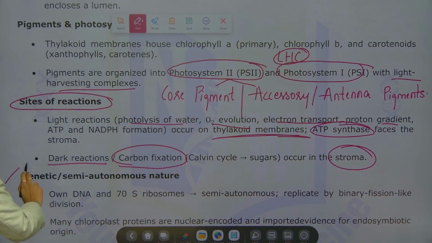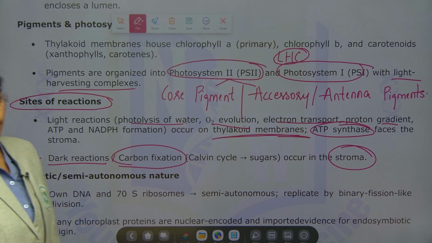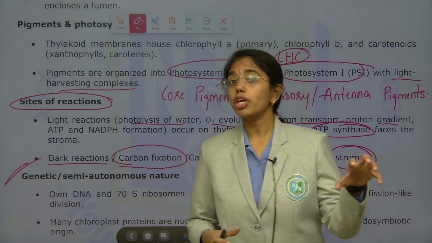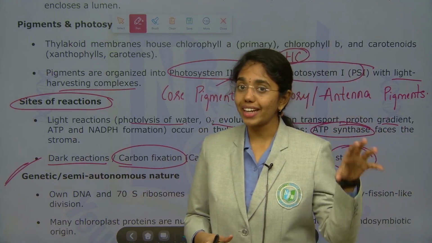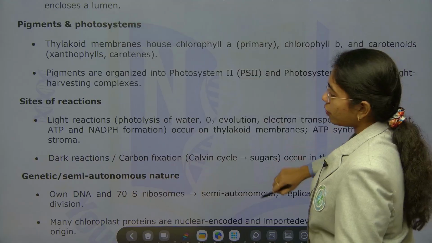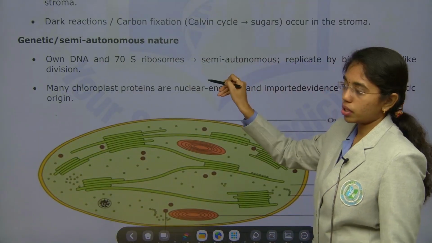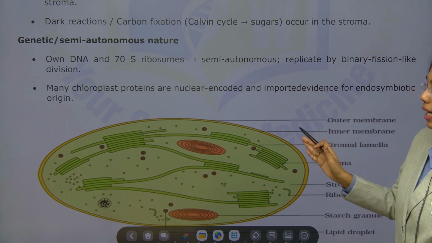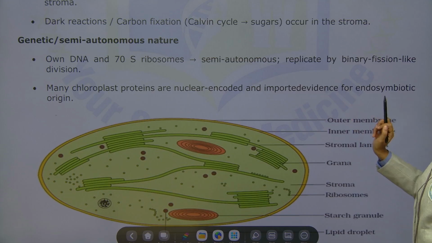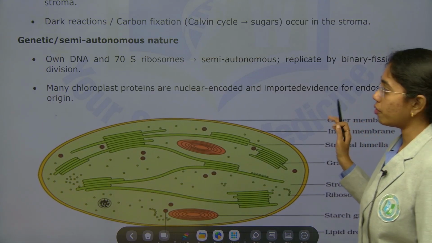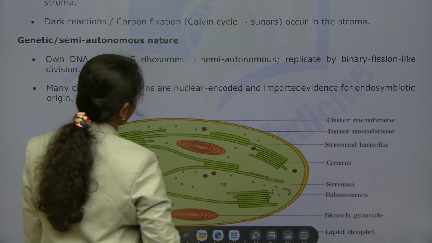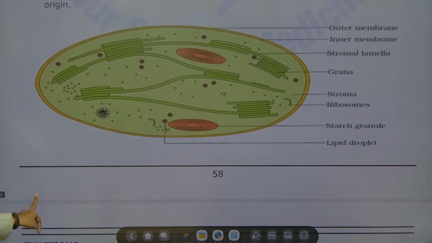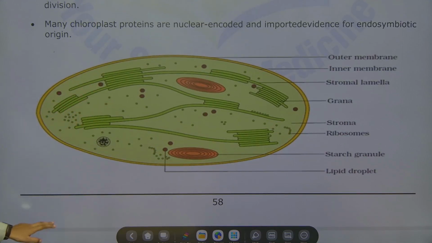Clear till here? Next is genetic or semi-autonomous nature. We know that chloroplast and mitochondria are addressed as semi-autonomous organelles or self-duplicating organelles. You cannot finish this answer without mentioning those terms, because it is a characteristic feature of these two organelles. Own DNA and 70S ribosomes, these are semi-autonomous and they replicate by binary fission. Many chloroplast proteins are nuclear encoded or imported, evidence for endosymbiotic origin. And this is the structural description of chloroplast.